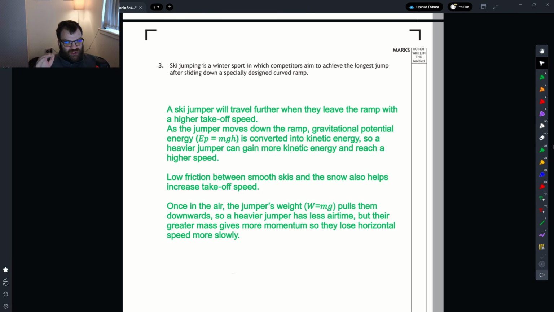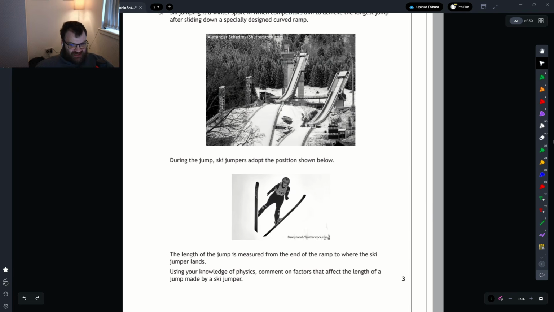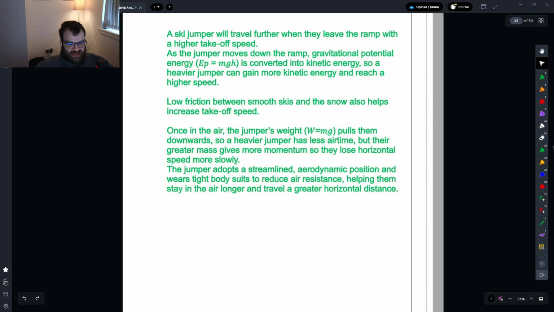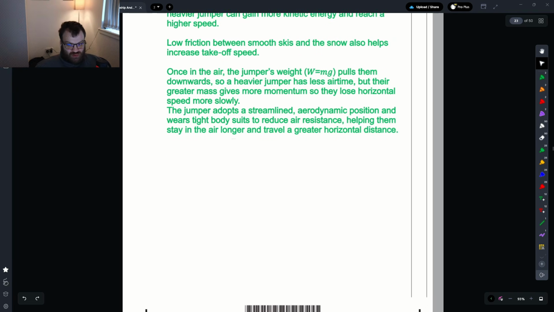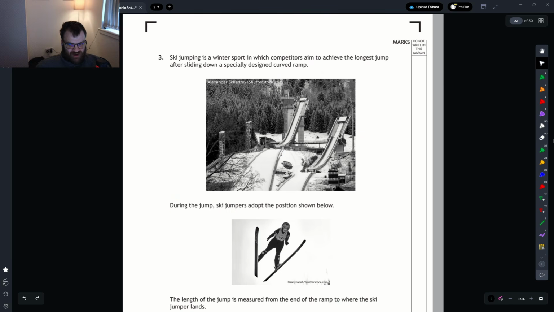So they would be losing their horizontal speed more slowly, so they can again go further, even if their time of flight is less. Their streamlined aerodynamic position, as you can see from here, and also their tight bodysuits will reduce air resistance, which should keep them in the air longer and travel a further distance. The shape as well, they want to have takeoff height that is not too low that they just fall straight to the ground, but not too high that they lose momentum overcoming the ramp.